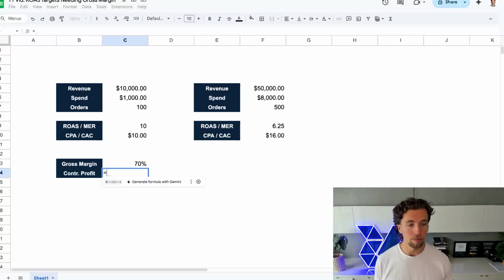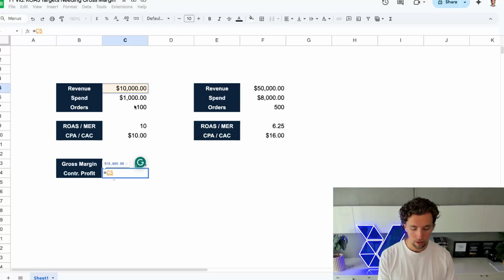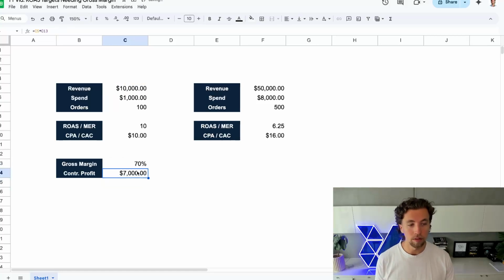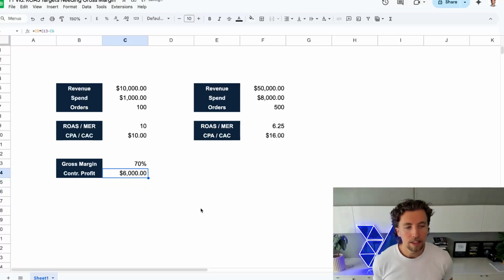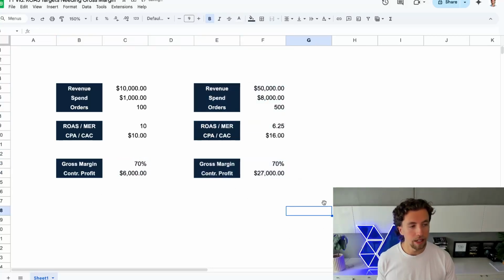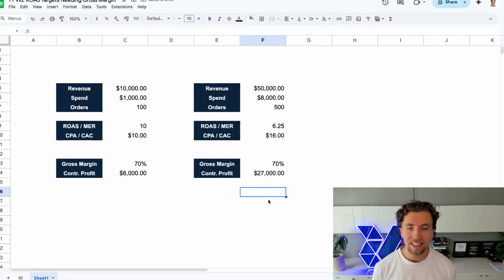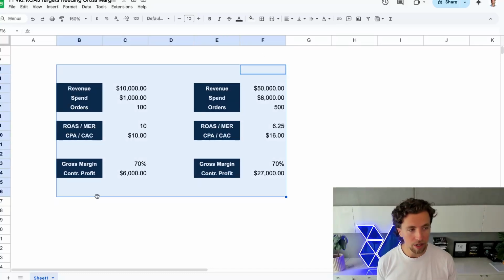And so how contribution profit works is it's your revenue, and then you go down to the gross profit level. So if we do $10,000 in revenue, you're doing $7,000 in gross profit. And then we minus off the ad spend over here, and you end up with $6,000 in contribution profit. Perfect. Now, if you then scale to these figures, we can do the exact same math over here. And we now know that you're going to make $27,000 in contribution profit. And so this is a fantastic trade to make.